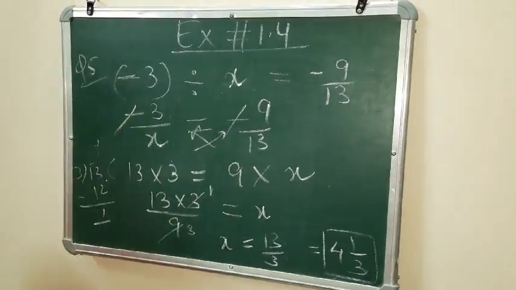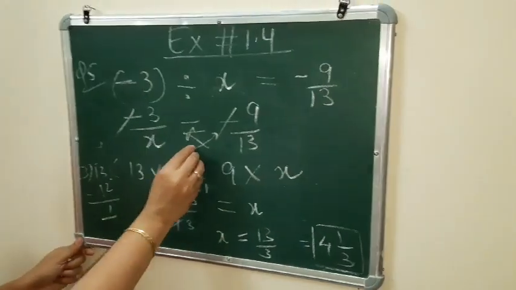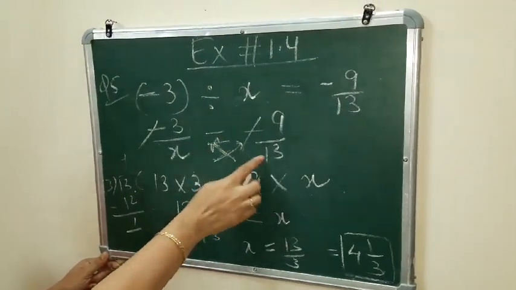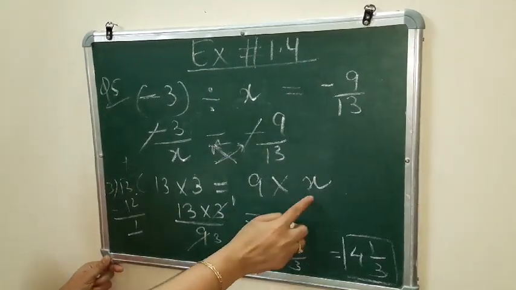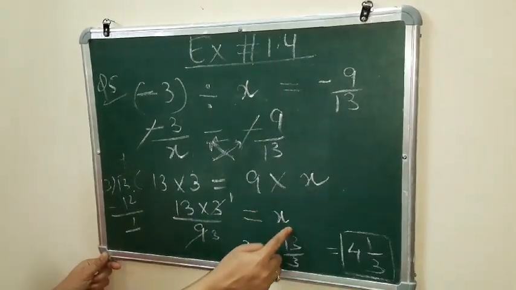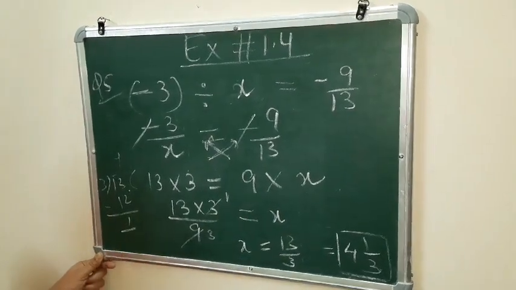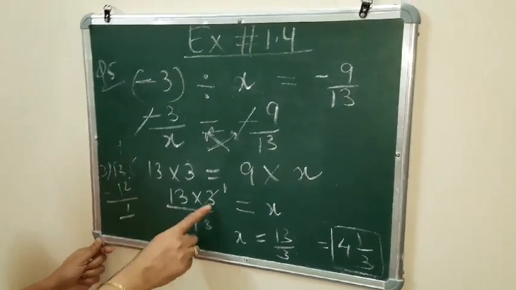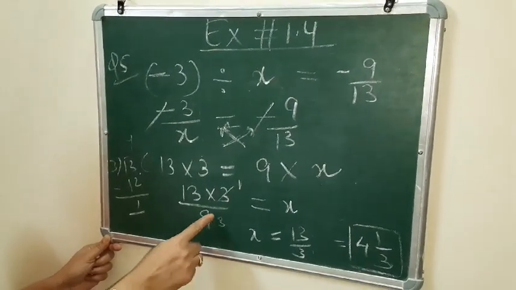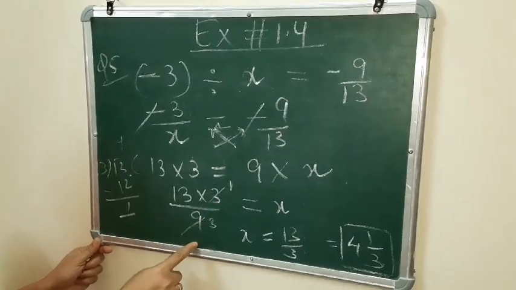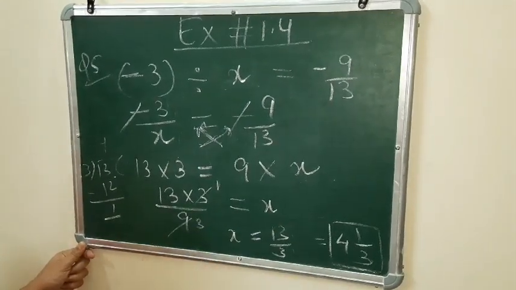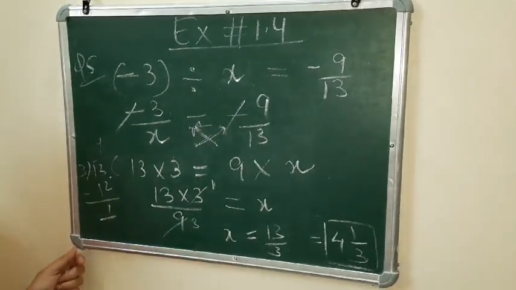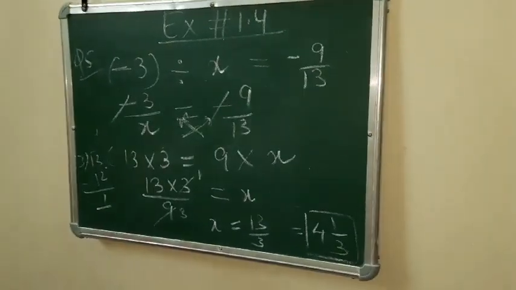Now minus cut from both the sides. Then we are cross multiplying. 13 into 3 is equal to 9 into x. Now as we have to find x, so x will be left alone here and 9 will come in the denominator. So it will be 13 into 3 upon 9. Cut 3 and 9 by the table of 3. You will be left with 13 by 3. Now change it into mixed numeral. It is 4 1 upon 3. Moving on to next question.